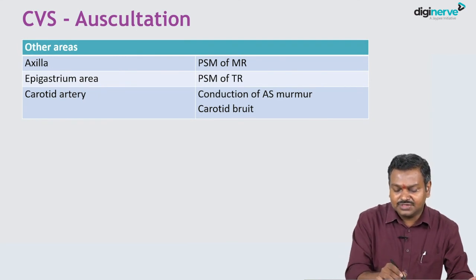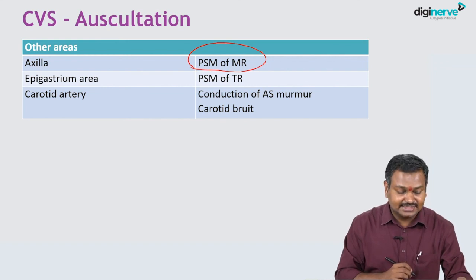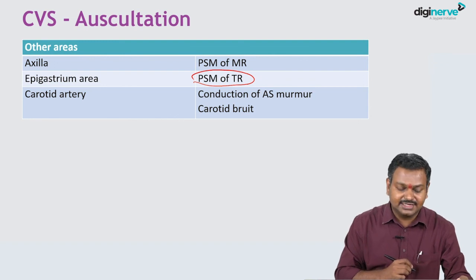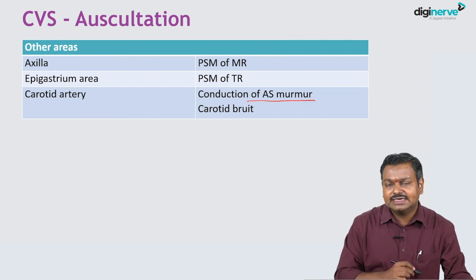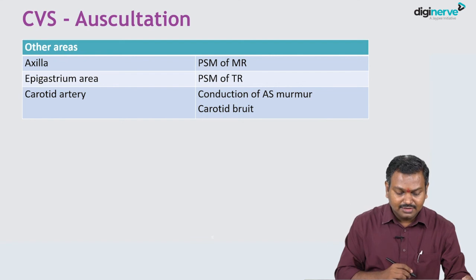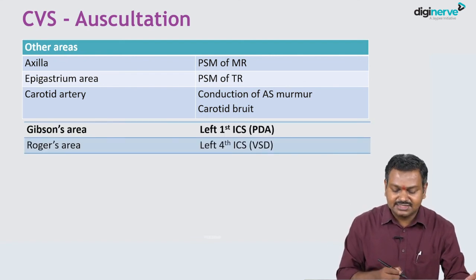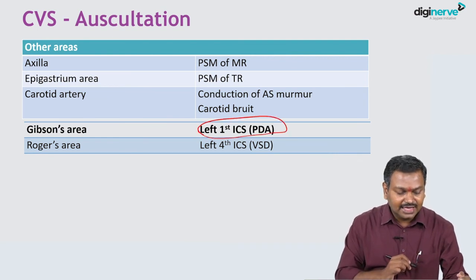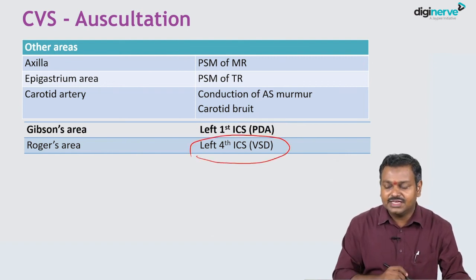Sometimes you will have to auscultate the axilla, especially for the pansystolic murmur of mitral regurgitation. For the pansystolic murmur of tricuspid regurgitation, we will have to auscultate the epigastrium. And carotid: sometimes aortic stenosis murmurs conduct to the carotid, and you may be able to auscultate the carotid bruit there. The two other areas that we discussed are the Gibson's area and the Rogers area. The Gibson's area is the left first intercostal space where you get the Gibson's murmur of PDA, and the Rogers area is the left fourth intercostal space where you get the VSD murmur.